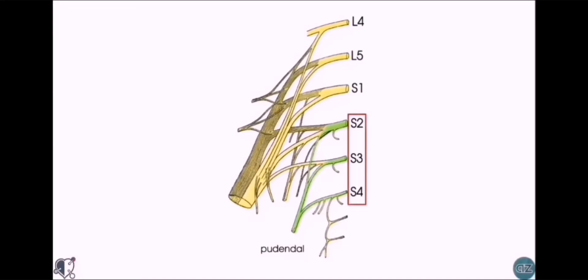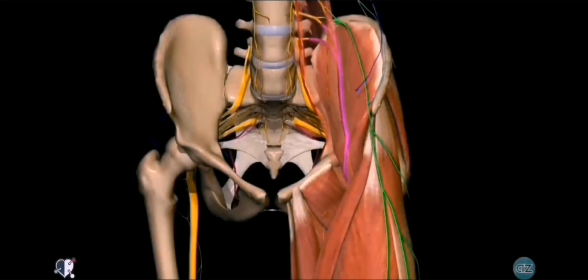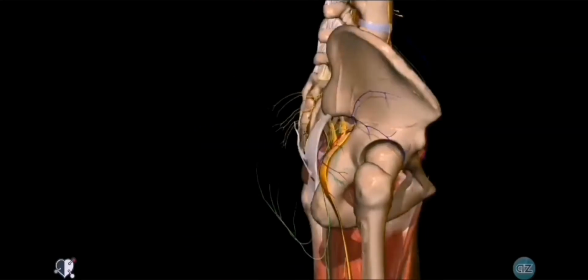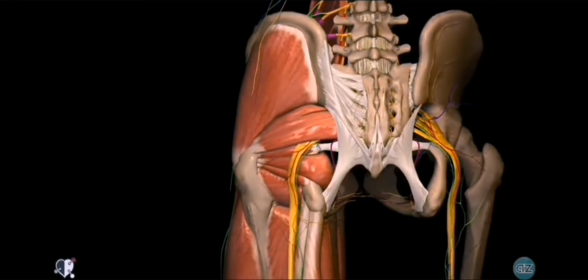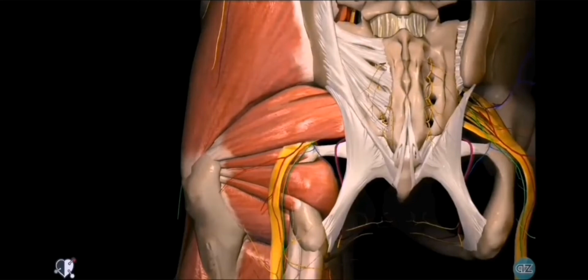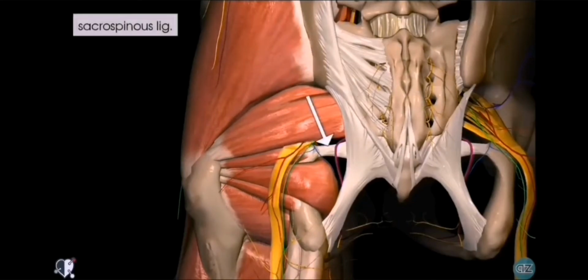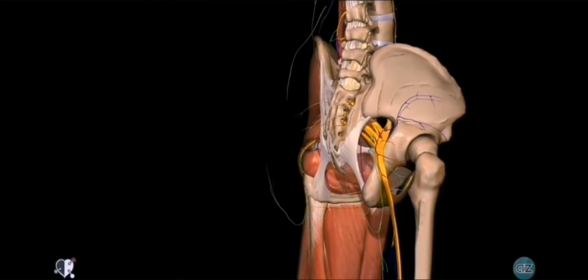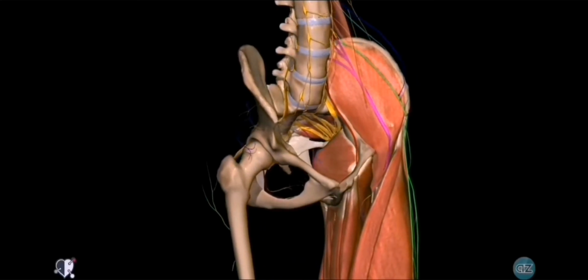The pudendal nerve originates from nerve roots S2, S3 and S4. This nerve and the nerve to the obturator internus are the two nerves which leave the pelvis via the greater sciatic foramen to enter the gluteal region, and then they loop around the sacrospinous ligament to enter the perineum via the lesser sciatic foramen.